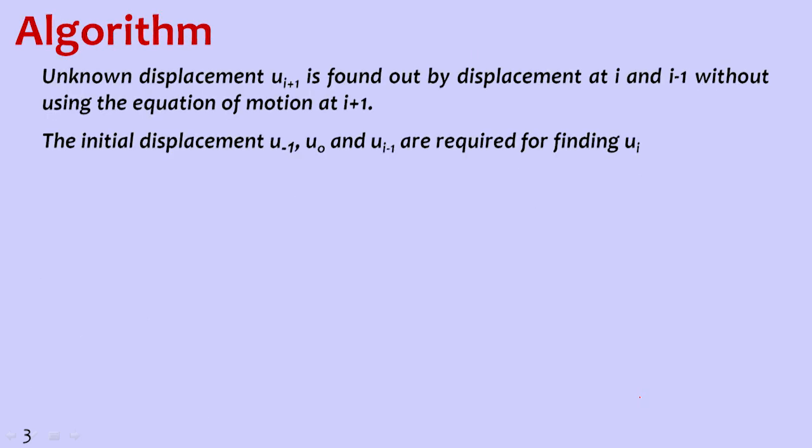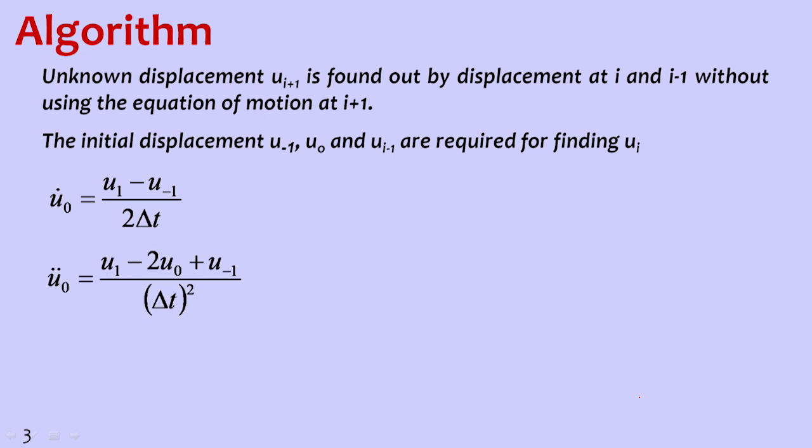So, we go with the algorithm which is used for calculating the displacement of a particular structure or a single degree of freedom system. This is the summary of what we have to do in this algorithm. U dot 0, that is i equal to 0, the initial condition, can be obtained using u1 minus u minus 1 by 2 delta t, and similarly u double dot 0 will be calculated using u1 minus 2 u0 plus u minus 1 by delta t whole square.